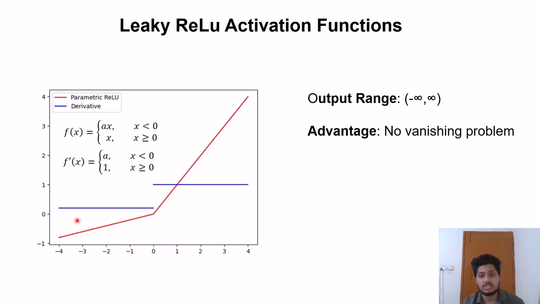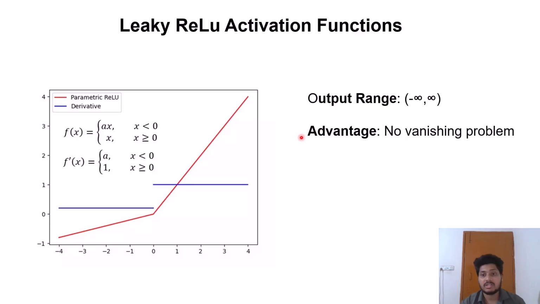In leaky ReLU, instead of outputting exactly 0 for negative numbers, we allow a small non-zero negative output. In simple terms, for negative inputs, the function gives a tiny slope instead of a flat line. Mathematically, it is defined as f of x equals alpha x if the input is smaller than 0, and f of x equals x if the input is greater than or equal to 0. Here alpha is a small positive value like 0.01. That means for negative inputs we don't get 0, we get a very small negative number.